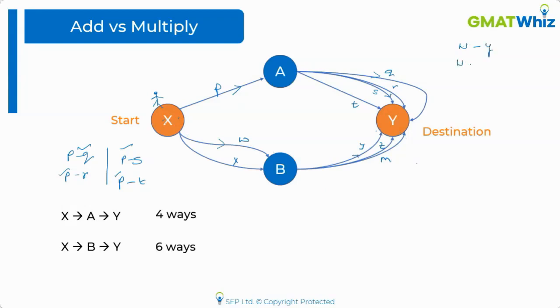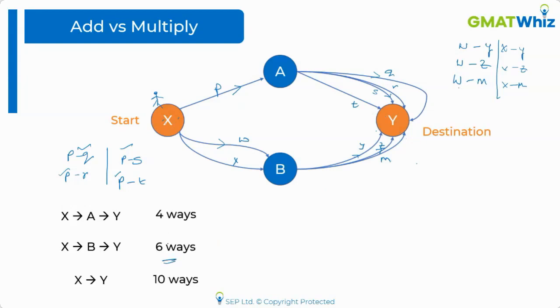I can take the root W, and then I can go to Z, take the root W, then take M. And similarly, I can take XY, XZ, and XM. All these paths would help me go from X to Y using the path B, which total comes out to be 6, and which I have actually calculated here.